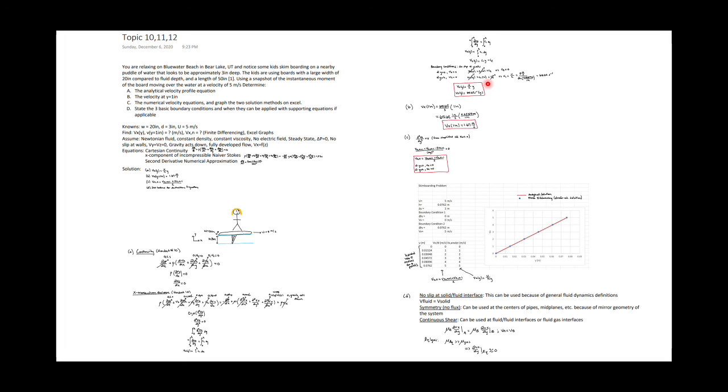Moving on to part B, we are then able to find the velocity at y equals 1 inch. Plugging in, we are able to determine that the velocity Vx at 1 inch is 1.67 meters per second. Now, in order to determine the numerical velocity profile, we need to use finite differencing. From the known equation of the second derivative finite differencing, we are able to substitute, and we are able to determine the following equation here, with these same boundary conditions.